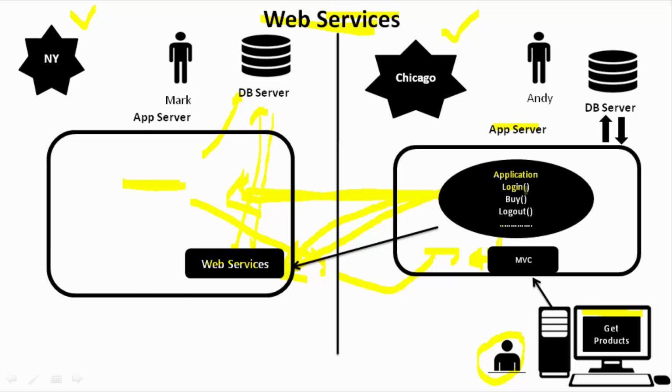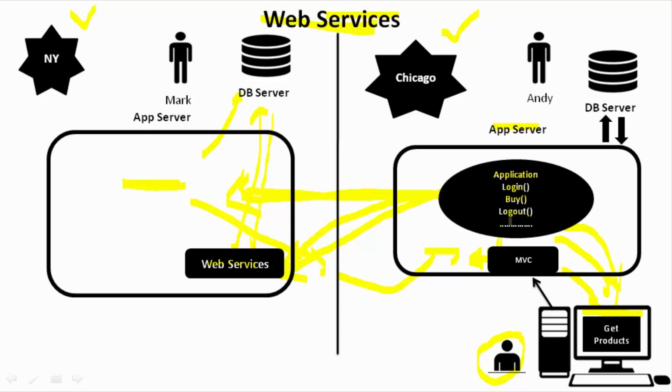If it was a login, the login business service is already there on this application, and you will get the response back directly. Or if the end customer is asking for a buy business service, the piece of code will be executed here in Andy's app server itself, and you will get a response back. Or the end customer is asking for a logout service, then the logout service will execute on this particular app server itself, and you will get a response back. But the end customer is asking for get products.